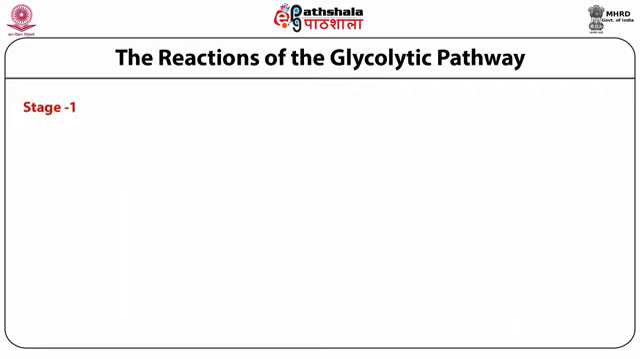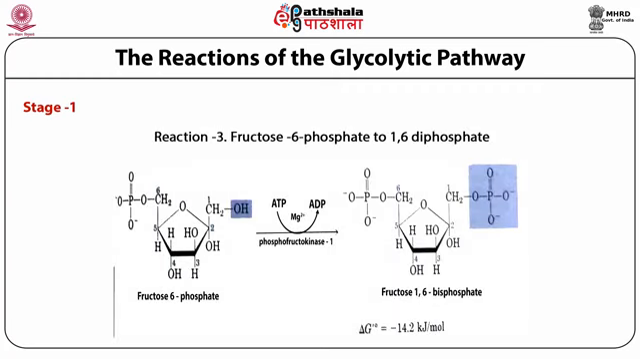This is reaction 3 of stage 1, fructose 6-phosphate to fructose 1,6-bisphosphate. The reaction is catalyzed by phosphofructokinase. The reaction is essentially irreversible. In this reaction of glycolysis, phosphofructokinase 1 catalyzes the transfer of a phosphoryl group from ATP to fructose 6-phosphate to yield fructose 1,6-bisphosphate.